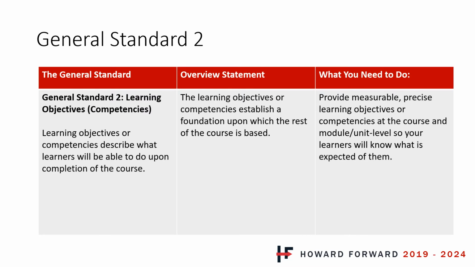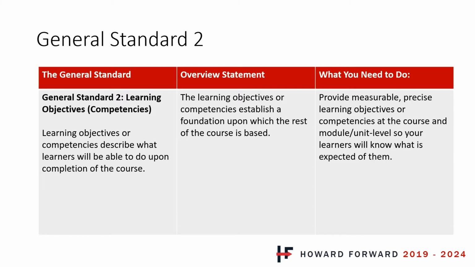The next General Standard, General Standard 2, Learning Objectives. The learning objectives or competencies describe what learners will be able to do upon completion of the course. The learning objectives or competencies establish a foundation upon which the rest of the course is based. As an instructor, you will need to provide measurable, precise learning objectives or competencies at the course and module unit level, so your learners will know what is expected of them. These learning objectives or competencies are provided in the course. It is important for the instructor to know what they are, where they are located in the course, and that they are aligned with what the learner will be able to do at the completion of this course.